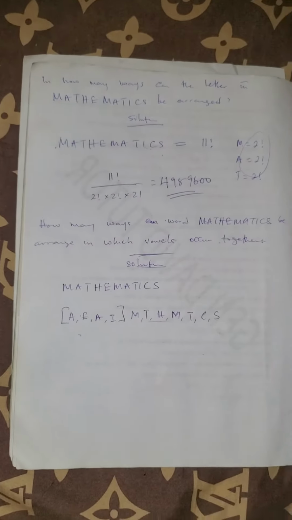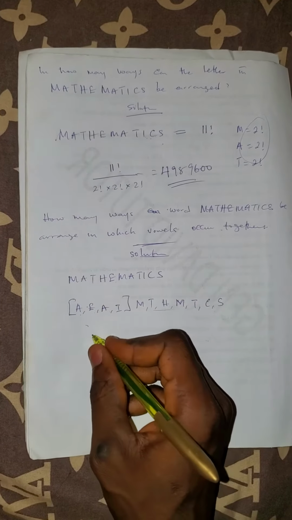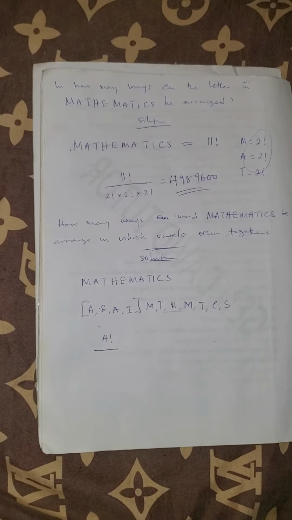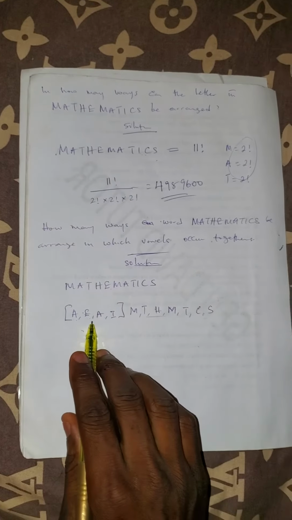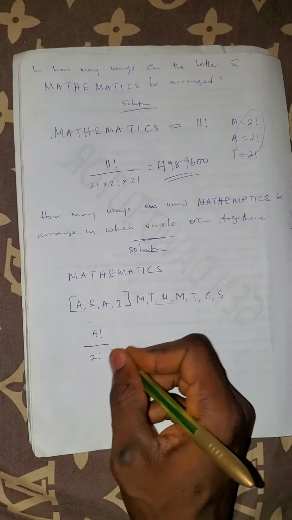Now since they said the vowels are together, what is the total number of vowels? 1, 2, 3, 4. So that's 4 factorial for the vowels. Over, do we have any letters that occur more than once? Yes, that's A. A occurred twice. That will now be over 2 factorial.